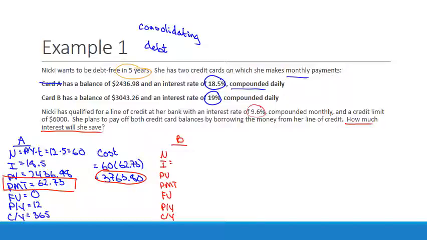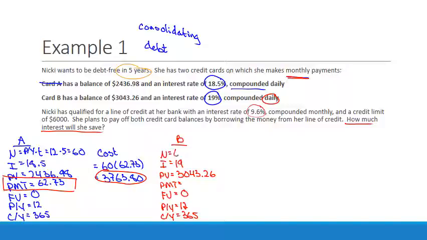Interest rate, 19%. Present value, she owes $3,043.26. Payment isn't stated, so we're going to have to figure that out. Future value will be 0 because I want to pay this off. Payments per year, again, it's monthly payments. And again, it says that right there. Compounds per year, it says daily, so 365 again. Okay, so plug all of that in and I have to figure out the end value still.